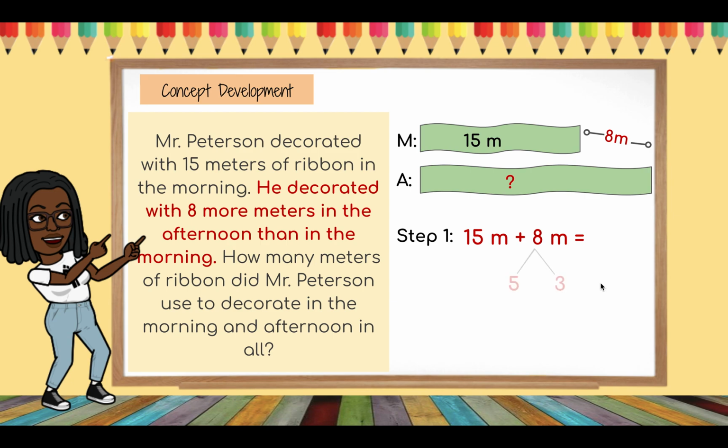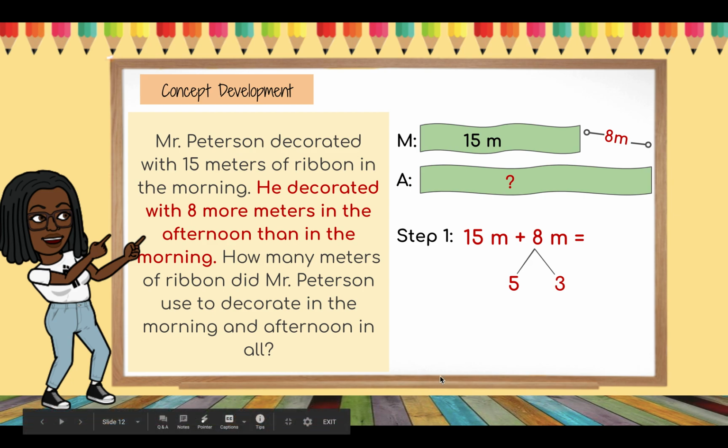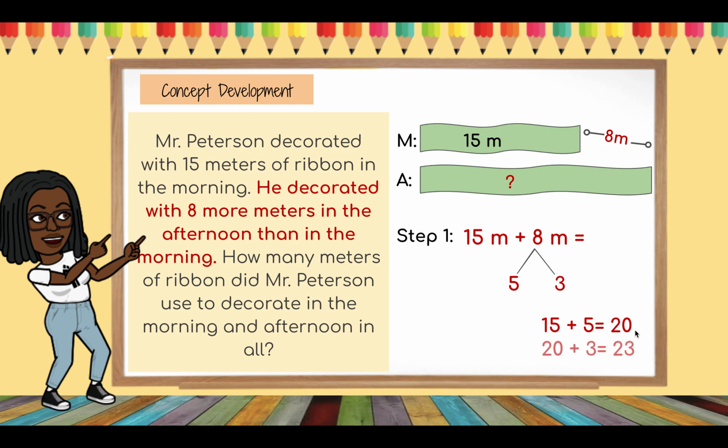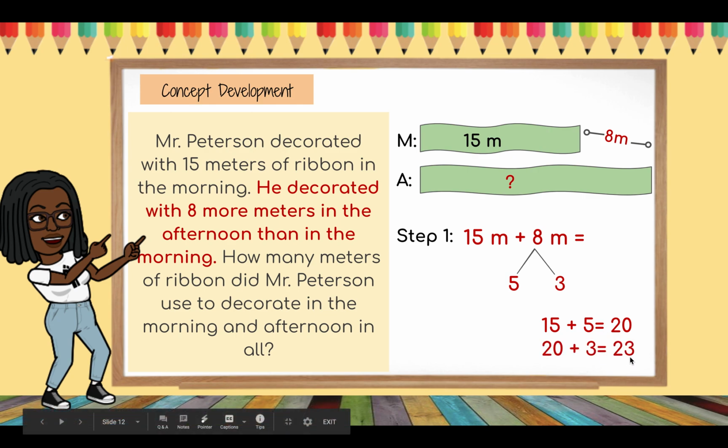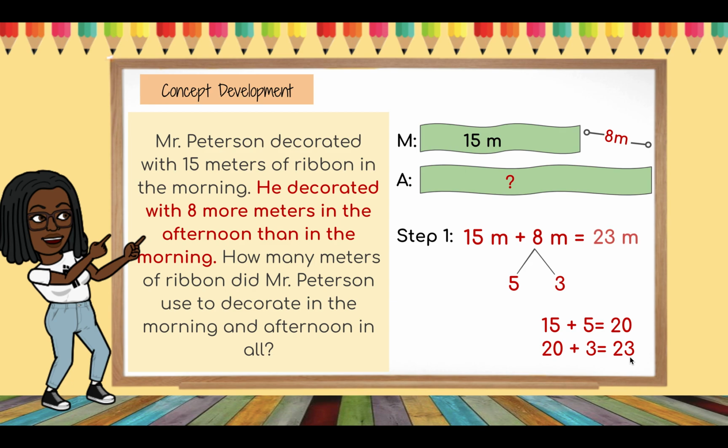So to solve my problem, I made a number bond so I can make the next 10 to 15, which is 20. The next 10 from 15 is 20. So I took a 5 from my 8 and I took a 3 as well. And then I added 15 plus 5 equals 20. And then 20 plus 3 is equal to 23. So that tells me that this second strip, the ribbon that he had in the afternoon, was 23 meters long.